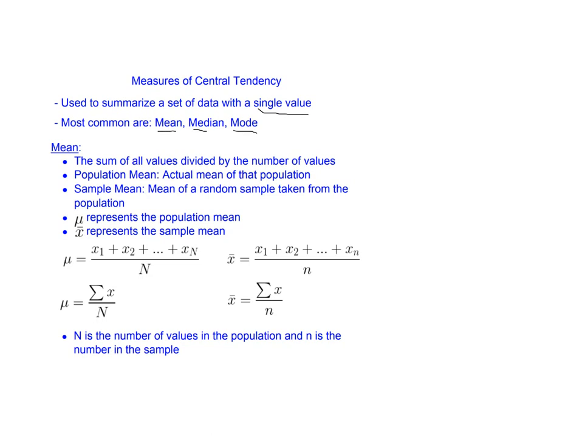I'll just give you a quick recap of what those are, just in case you've forgotten. So the mean is basically the sum of all of the values divided by the number of values. Basically, take all of the data points, add them all up, and divide by how many there are.